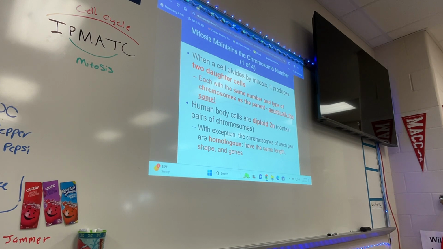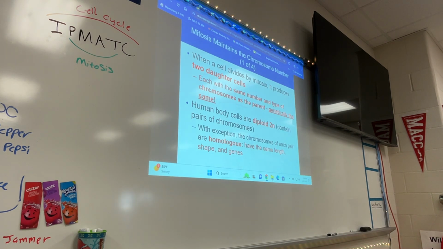So in meiosis, you make a smaller egg or sperm. The egg has 23, the sperm has 23. That way, when the egg and the sperm fuse, 23 plus 23 equals 46. You are keeping that same number. So that's one of the main differences between mitosis and meiosis.